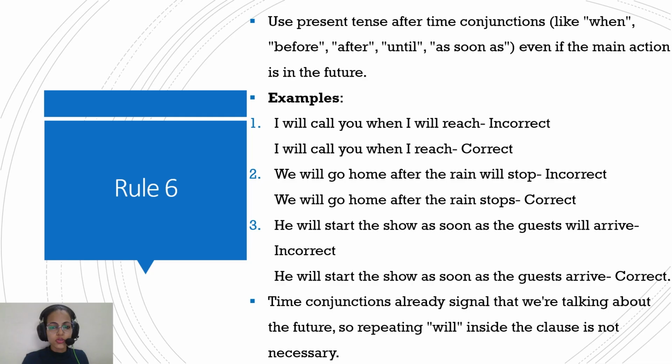Okay, so I will call you when I will reach is wrong. I will call you when I reach, because the when itself is indicating that this is going to be in future. So we do not need to use will again before reach. Okay, I hope this is clear.